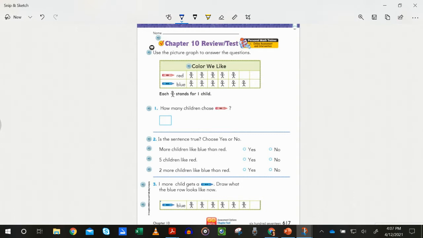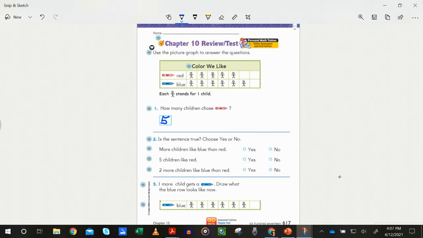Okay, switch to your crayon and let's see how we did. Remember, if your answers match my answers, you give yourself a star. If your answers are different than my answers, then you need to put a star and fix it with your crayon. Okay? So number 1, how many children chose red? We can look up here and we see the answer is 5.